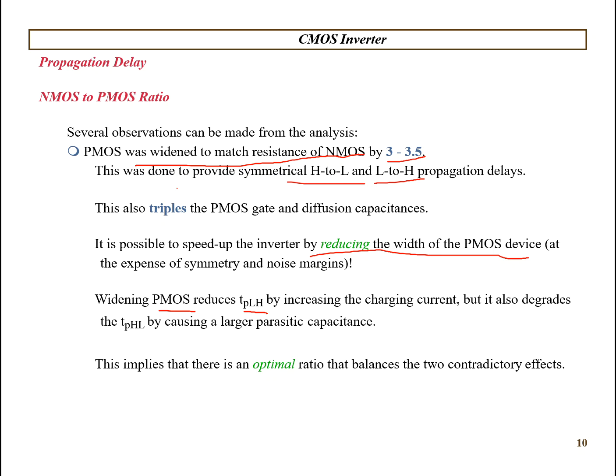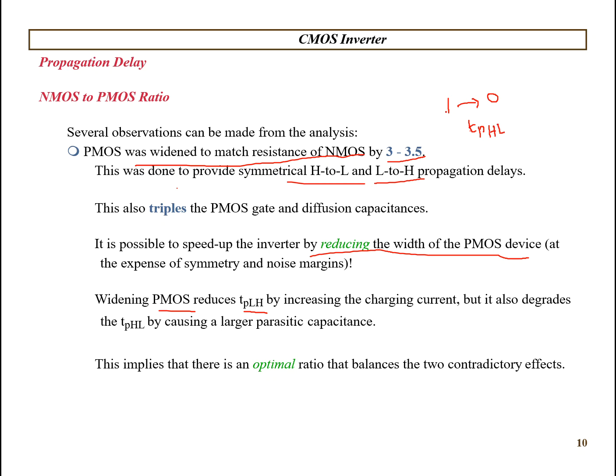That is why widening the PMOSFET reduces TPLH. That is the propagation delay from low to high, which means that if you are giving an input as 1 and you are getting your output as 0 in your CMOS inverter, then you are propagating high to low here. Hence the propagation delay from high to low is represented with TPHL.